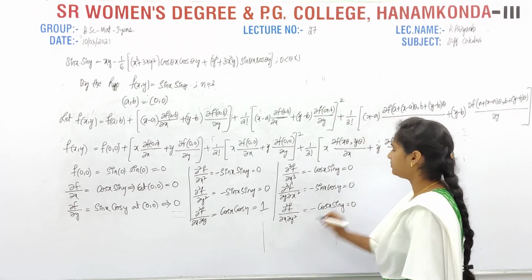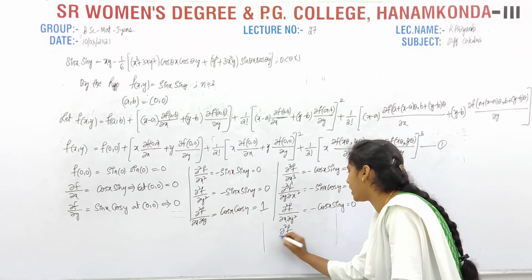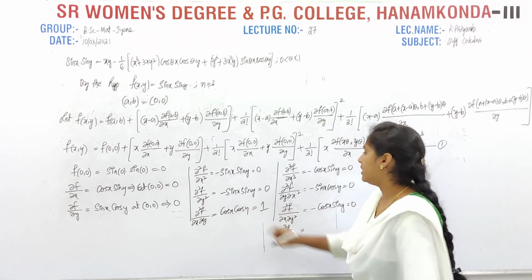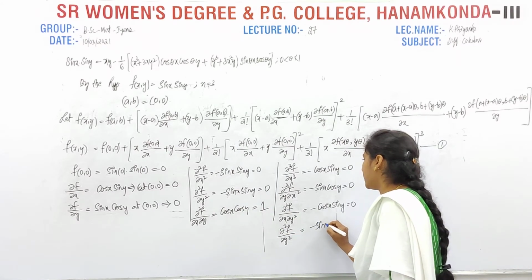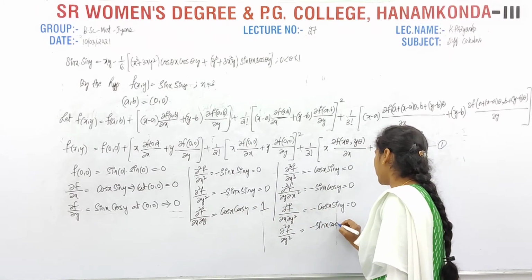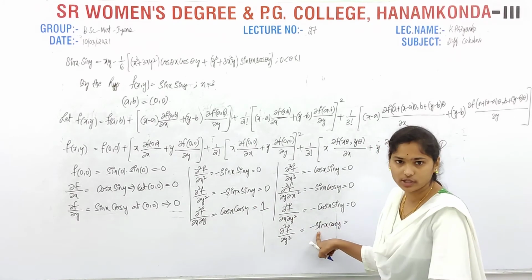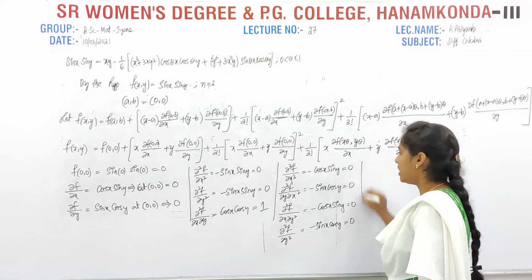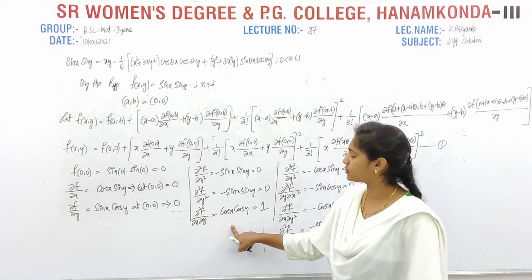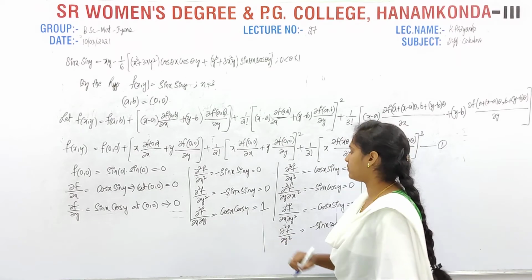Next thing, ∂²f/∂y³. With respect to y we have to solve. Then minus sin x into sin y, derivative is cos. So that's why cos y, which is nothing but sin 0 is 0. 0 into something is 0. Next we have the remaining value, this one. We have to differentiate it with respect to x and with respect to y.